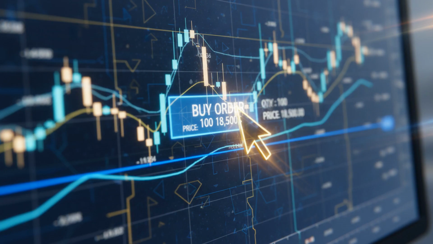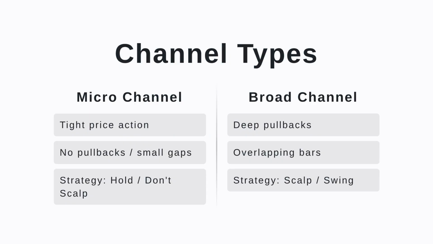The angle and width of these lines determine your strategy. Institutional algorithms are programmed to take profits at the trend channel line and reload positions at the trend line. We simply follow their lead. We categorize channels into two types: micro channels and broad channels. This distinction is critical because they require completely different management strategies. Mistaking one for the other leads to early exits or trapped positions.